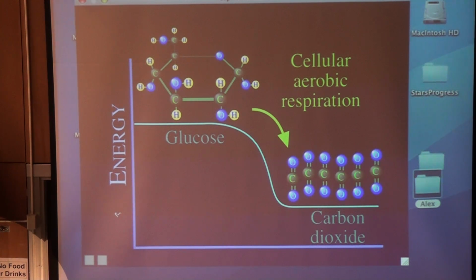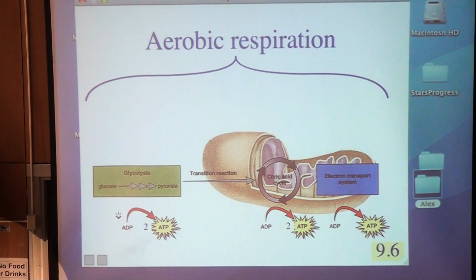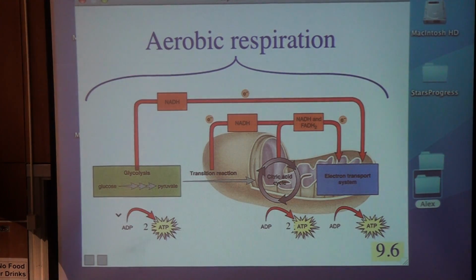Well, here's the explanation. Yeah, up to this point we have only made 4 ATPs, but notice we've been making a whole bunch of these high energy electron carriers, the NADHs and some FADH2s. And so most of the energy from the glucose is not in ATPs at this point, it's in high energy electrons. There we go. And what we're going to see is those high energy electron carriers are all going to bring their high energy electrons to the last step, which is called the electron transport system.